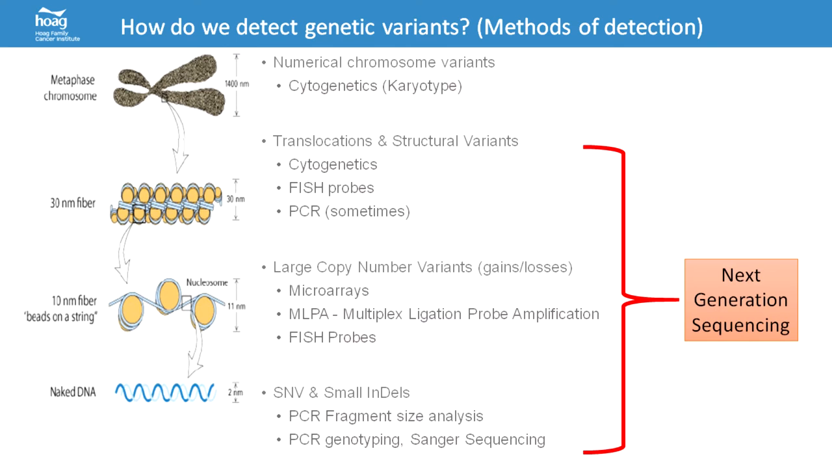On the smaller level, where we're talking about single nucleotide variants and small insertion-deletion type mutations, PCR fragment size analysis is typical, in the traditional sense. PCR genotyping and Sanger sequencing can be useful.